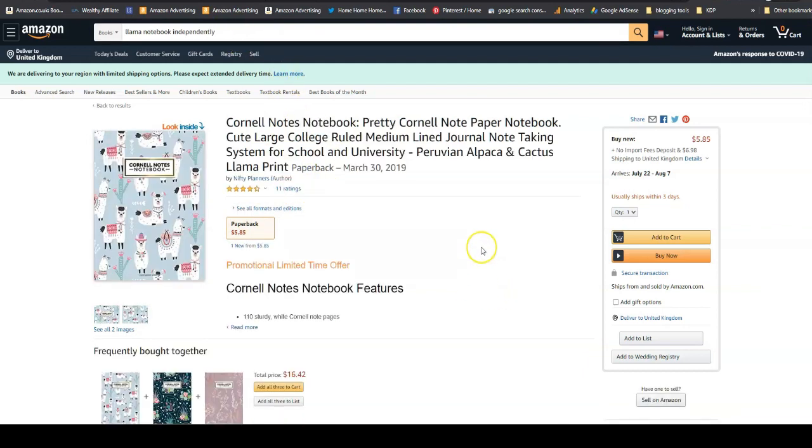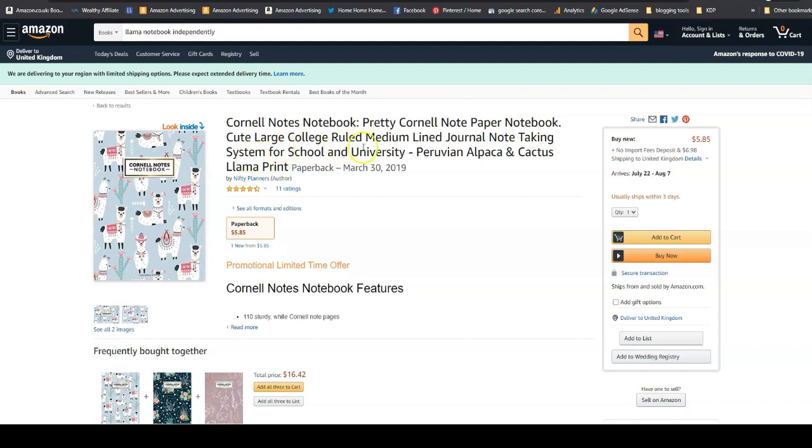Now this one here, what's the difference between this one and the other one? Well, first of all, the title is great, short. Cornell Notes Notebook, and it's on the cover here. So exactly what they should be doing. And the subtitle is Pretty Cornell Note Paper Notebook.